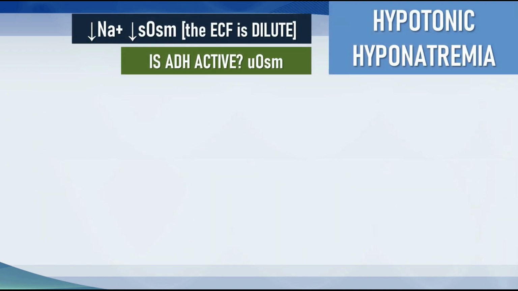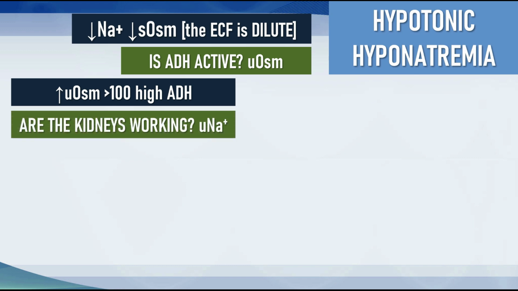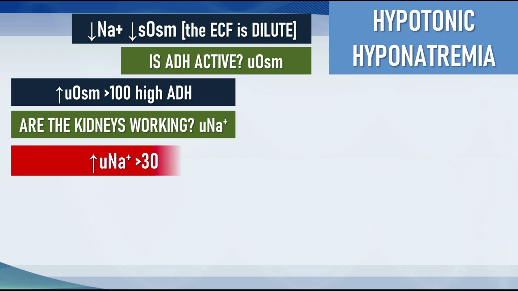Here's a way to work the problem. If the urinary osmolality is high, that means that there are a lot of particles in the urine. We're going to use an arbitrary number of 100 milliosmoles, as I've already mentioned. Then you need to see what is actually in the urine. Remember, if the plasma sodium is low, the urinary sodium should also be low. And if it's more than 30 millimoles per liter, then there is a sodium wasting problem.